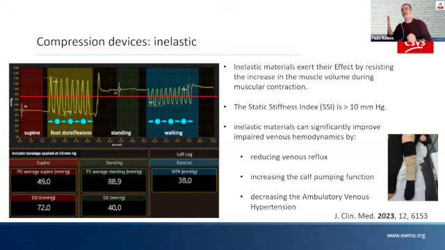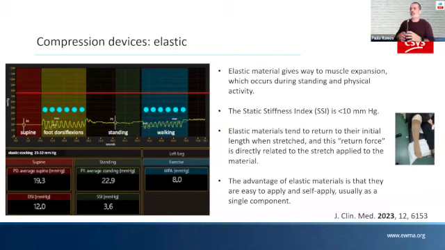The inelastic system has this particular characteristic, that it is rigid, and the difference between walking and standing is more than 10 millimeters of Hg. So it's why we call it the static stiffness index. So inelastic materials can improve and reduce the venous reflux, increasing the calf pumping function, the mechanism that I spoke about here, and decreasing the ambulatory venous hypertension. So these are major characteristics.